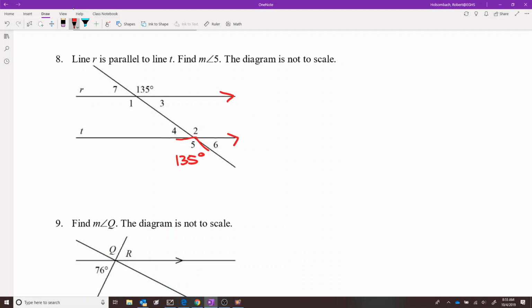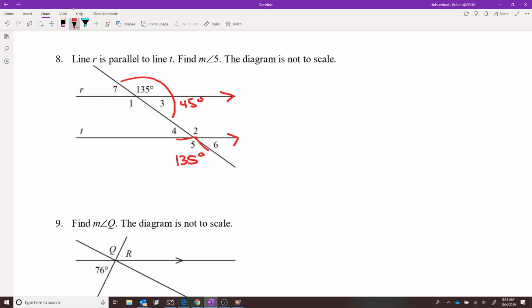All right, while we're here, and it may come up later in the study guide or it may not, but look, if this angle is 135, do you see these two? They form a line, right? So the measure of angle 3 would be 180 minus 135, which is 45 degrees. So this is 45 degrees.